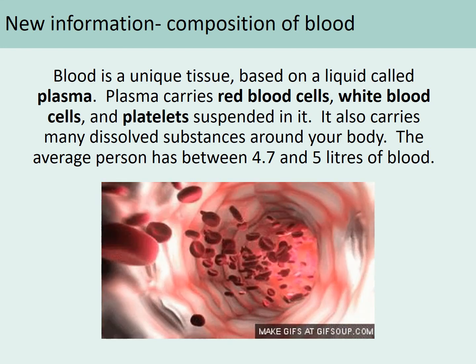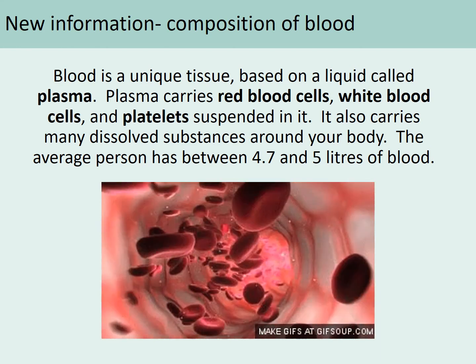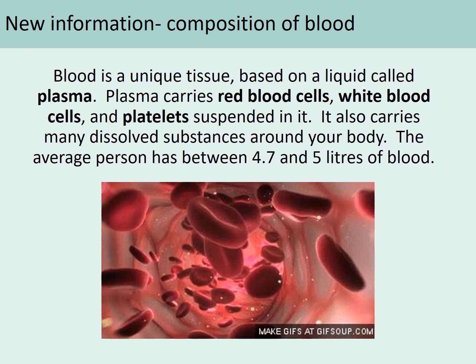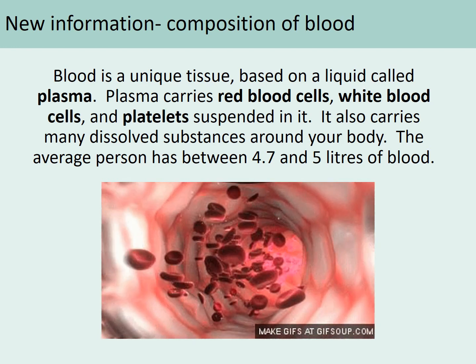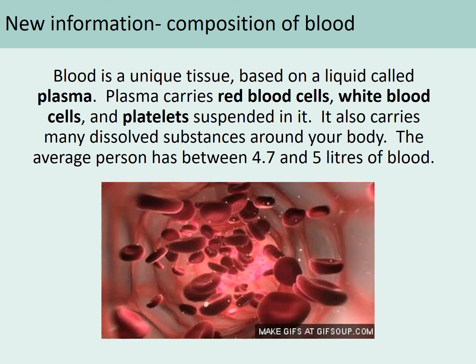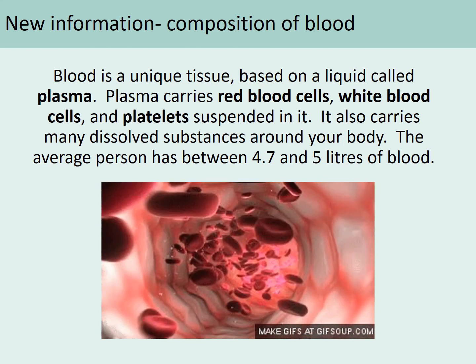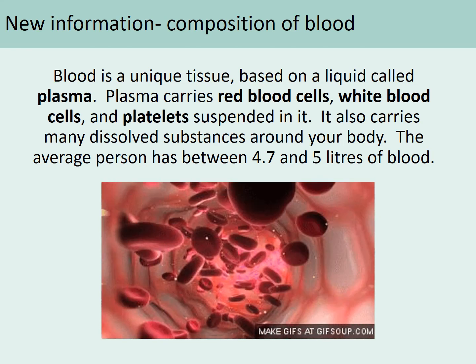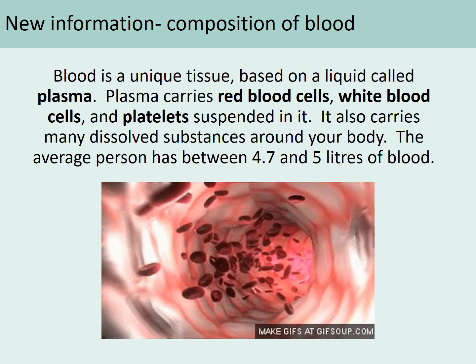Now, the vast majority of your blood is made up of a liquid called plasma. And the plasma is really important because that's where the other cells move around in. It also contains some dissolved substances. It's where you'll find things like hormones. That's how they get transported around. And also there'll be some carbon dioxide in there.